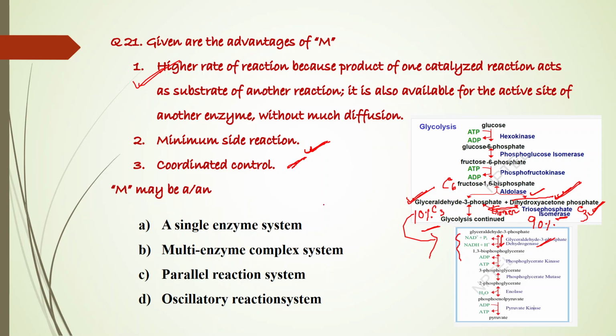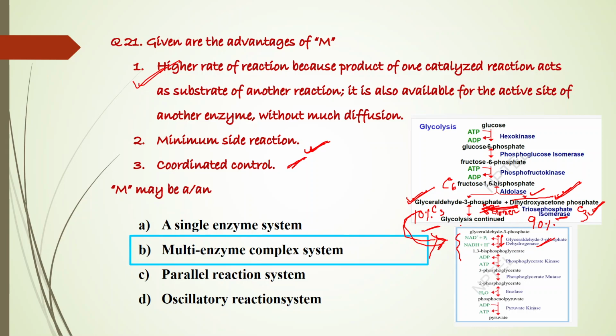So what do you mean by coordinated control? Because the conversion is very fast in this step, the equilibrium will also shift in this direction because it is very easily taken up. So the equilibrium is also shifting to the left hand side here as well. So this is the coordinated control. The concentrations of these substrates or the products are being controlled in a coordinated manner. So this all results in case of a multi-enzyme complex system. For a single enzyme, this would not have been possible, but because of the involvement of multiple enzymes, this is possible.